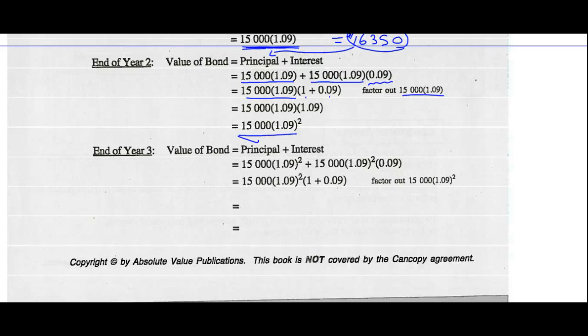This now becomes our principal in year three, and to that we have to add our interest, which is our principal times 0.09. So again, you factor out the 15,000 times 1.09 squared, we come up with this statement, which if I simplify is 15,000 times 1.09 squared times another 1.09, or 15,000 times 1.09 cubed. All right.